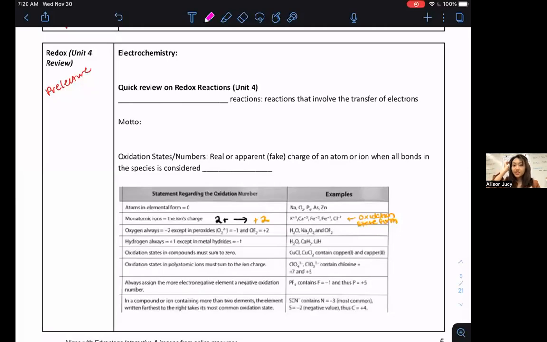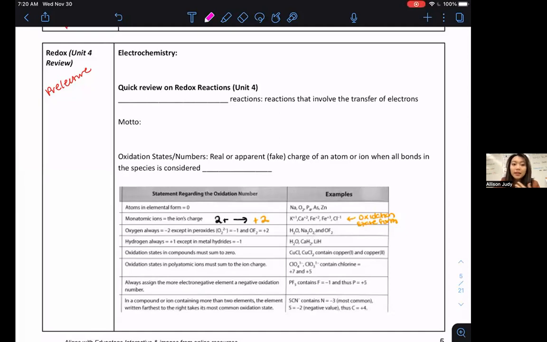All right, AP students, welcome to your Redox review for Unit 9. This is covering Unit 4, foundational introductory info on Redox, and then leading us into our in-class lecture where we begin looking at the electrochemical cell.